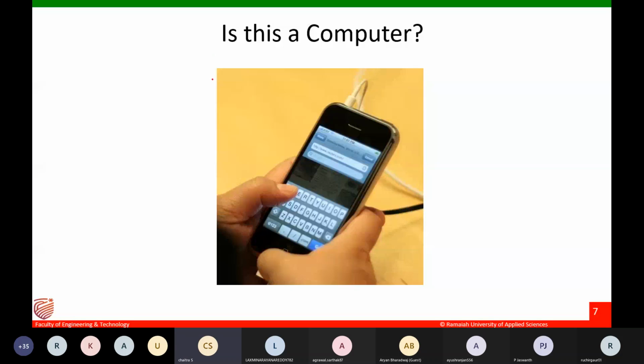So next, my basic question is: is your phone a computer? Most of you say yes. What is the major difference between our laptop or desktop and phone? Ma'am, we can't hear you, your voice is breaking. Okay. What is the major difference between our laptop or desktop and phone? Change of software, and it is handheld.